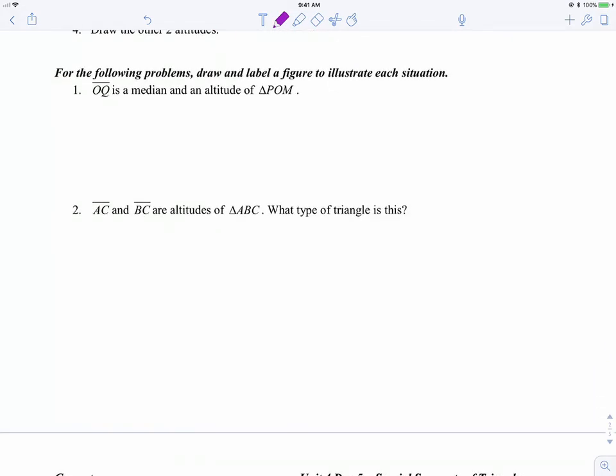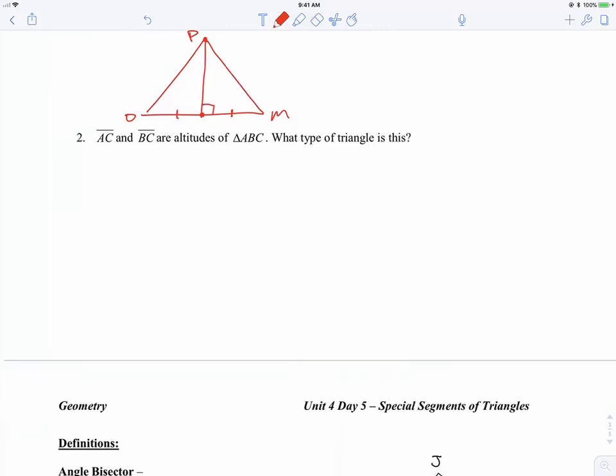Let's look at a couple of these questions here. PQ is a median and an altitude of triangle POM. So they want us to draw and label a figure to illustrate this. So I've got a triangle POM, and then PQ is a median and an altitude. Well, median means it starts at P, since it's PQ. It's going to cut the other side in half. So there's the midpoint of the other side. When I draw it in, that makes it a median. What would make it an altitude if it was also perpendicular? So there we go. I drew that.